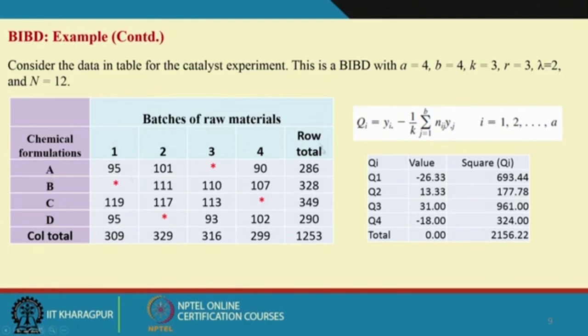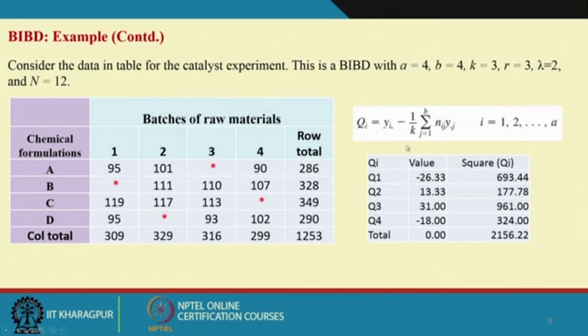First of all is the row total, that is Y 1 dot, 286, Y 2 dot, Y 3 dot, and Y 4 dot. Similarly, Y dot 1, the column totals 309, 329, 316 and 299, and the grand total is 1253. Obviously, the grand total is this plus this plus this plus this, or this.